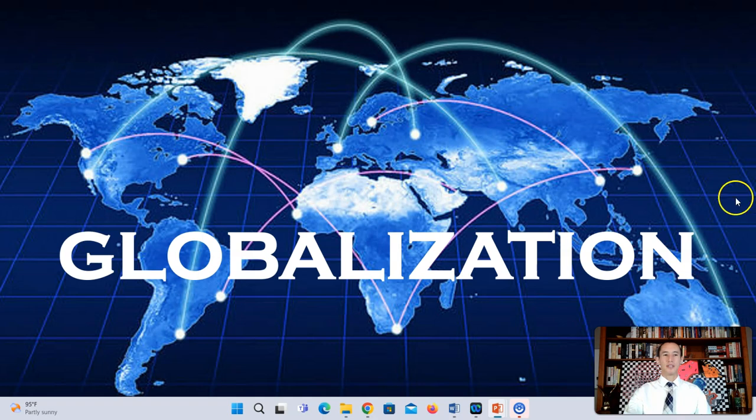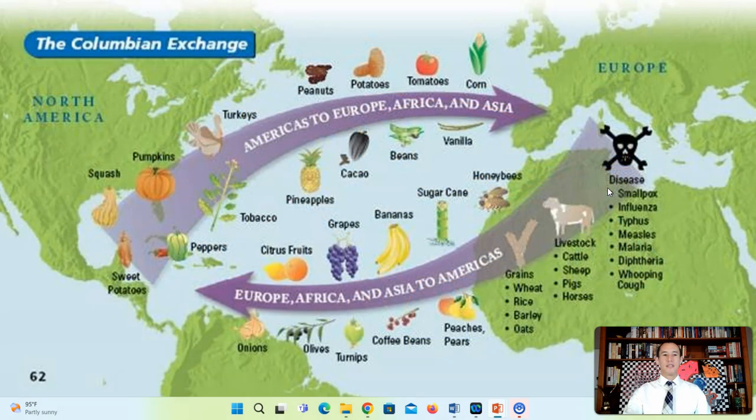And it is because of that trade network that happens all over the world. The one that is especially important is the Columbian Exchange. And that is the trade network between Europe and America. So the trade network that is established, the globalization, the trade, is what will make the European nations into the superpower.